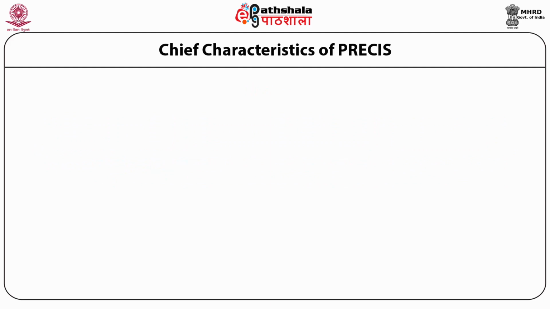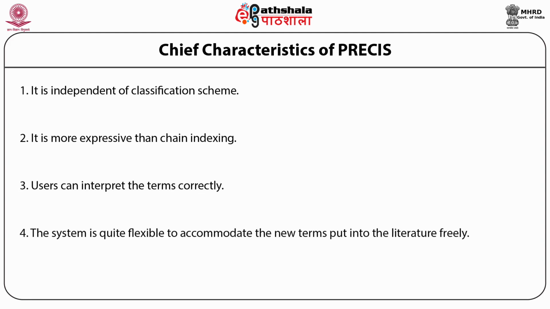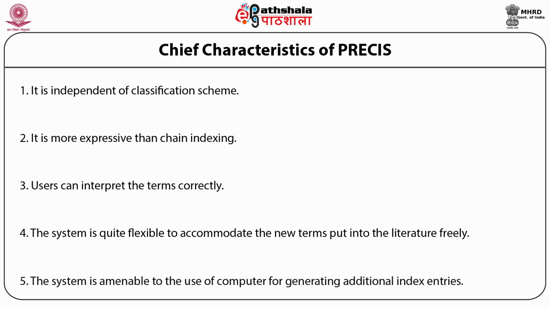Chief characteristics of PRECIS. It is independent of classification scheme. The headings to be generated by PRECIS are to be coextensive with the contents of the document at all access points. The entries generated by the system are to be meaningful so as to enable the users to interpret them correctly. The system is quite flexible to accommodate the new terms put into the literature freely. The system is amenable to use of computer for generating additional index entries.